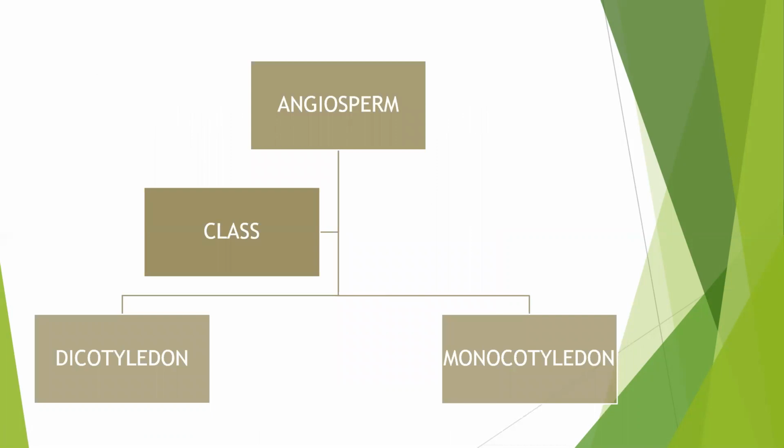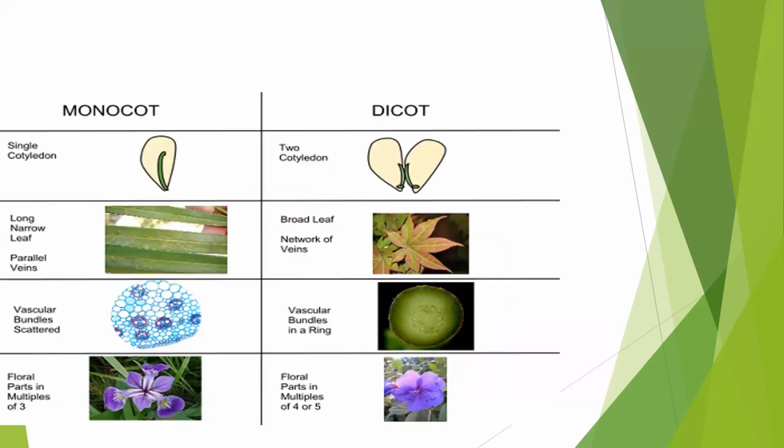Angiosperm is divided into two classes, dicotyledon and monocotyledon. Now, if you see the difference between monocot and dicot, monocot contains a single cotyledon. Mono means one and di means two, so dicot contains two cotyledons. Talking about the leaves, the monocots generally have long and narrow leaves, whereas the dicot has broad leaves.